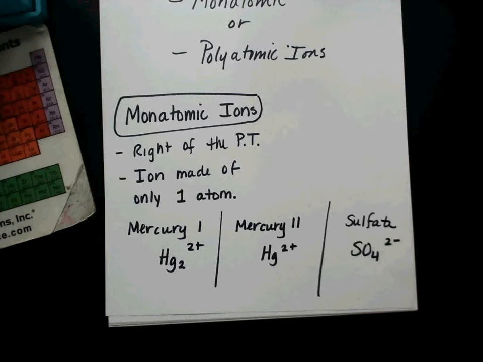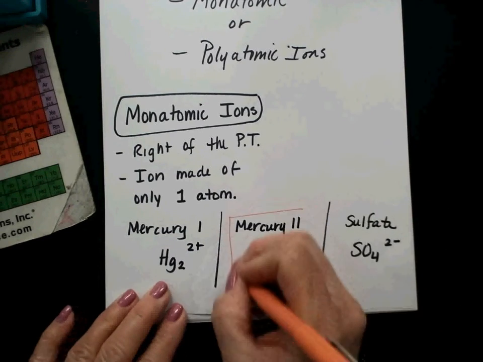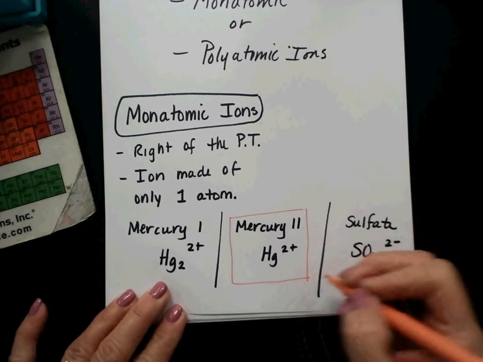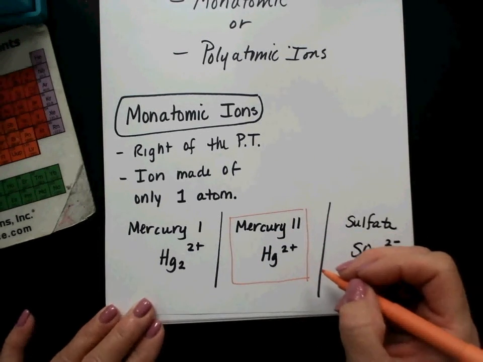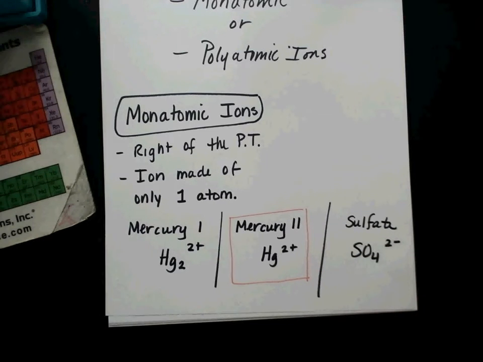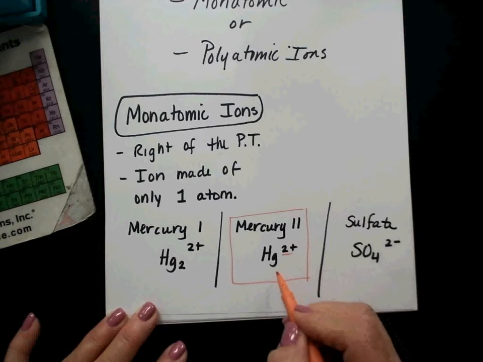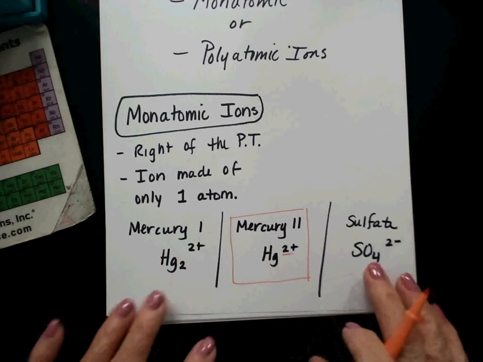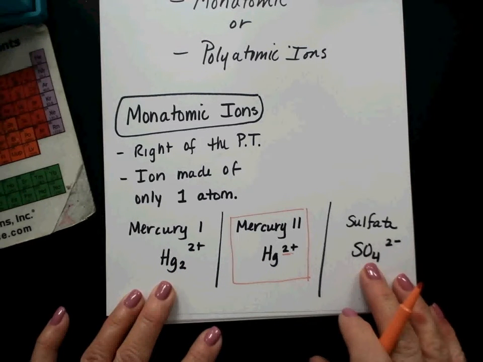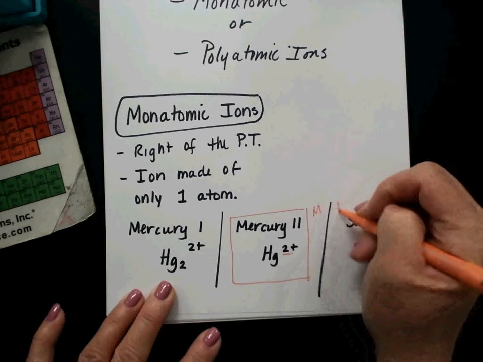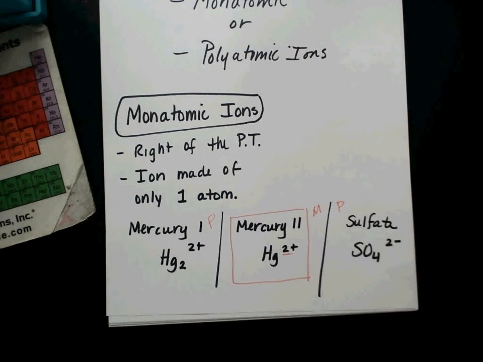Cole, what are you going to say? Mercury 2. Cole says mercury 2. Xander, what were you going to say? Drake? Mercury 2. You think they're right? How many of you would pick that? Yeah, look. It has a charge, but there's only one of them. What would these two probably be called? Polyatomic, yeah. So this is a monatomic. This is a polyatomic.